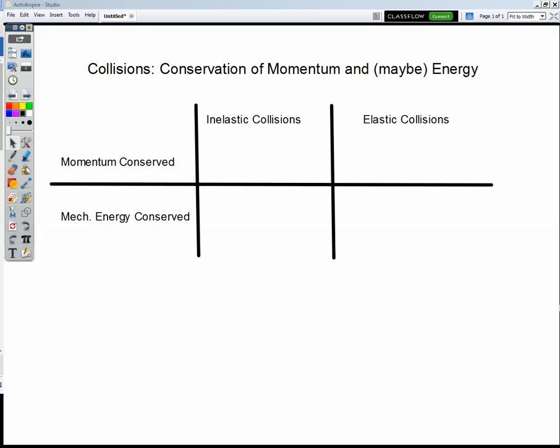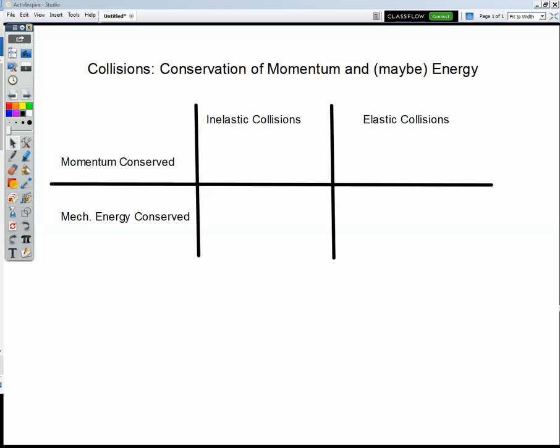In this lecture video, we're going to talk about collisions, two things hitting one another, and the two different types of collisions that we can have, and whether or not momentum and or energy is conserved in each type of collision. So the two types of collisions that we have are inelastic collisions and elastic collisions.